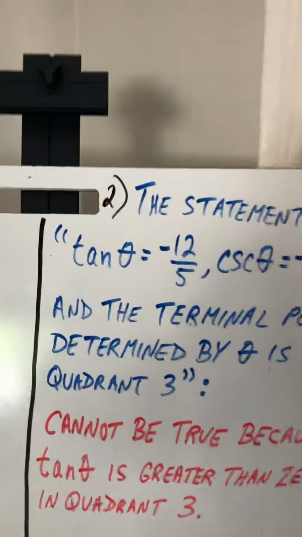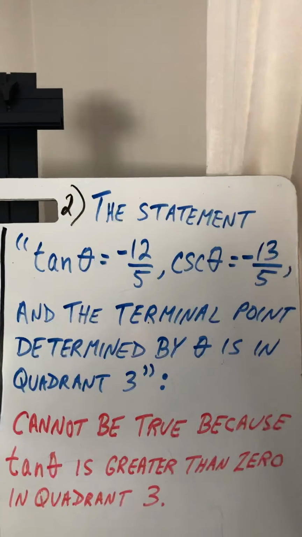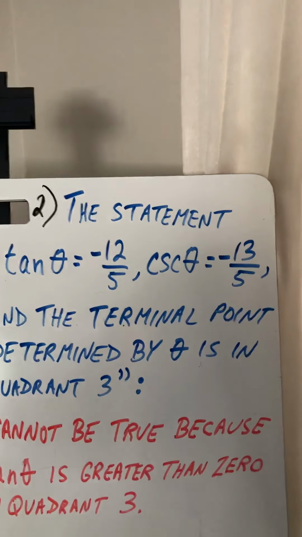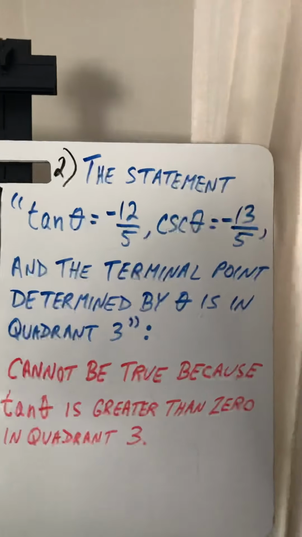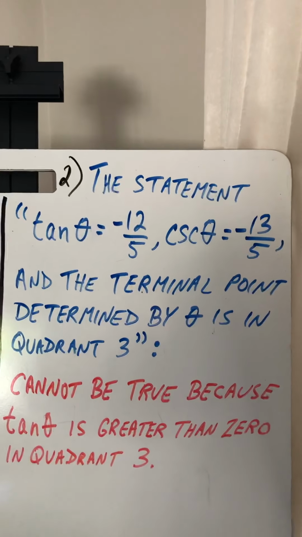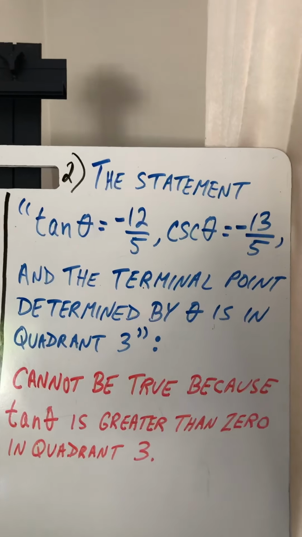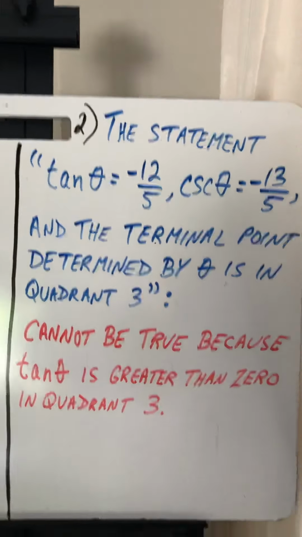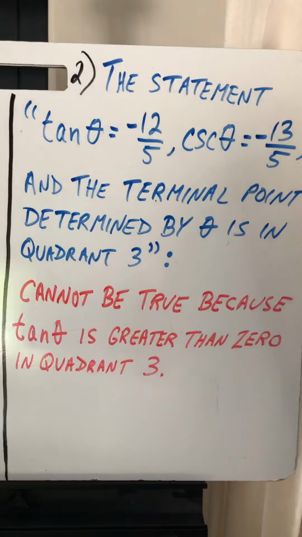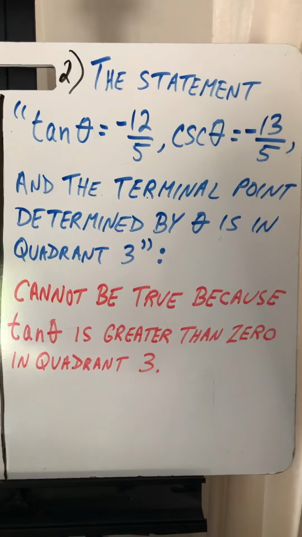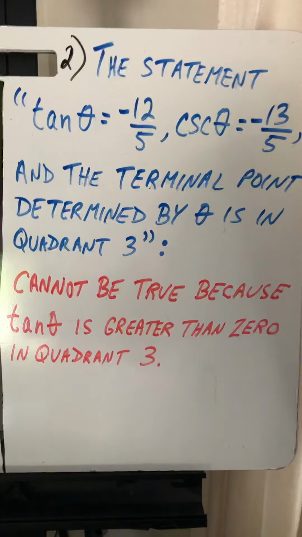The statement tan theta equals negative 12 over 5, cosecant theta equals negative 13 over 5, and the terminal point determined by theta is in quadrant 3. Okay, the answer is cannot be true because tan theta is greater than 0 in quadrant 3. Okay, next.